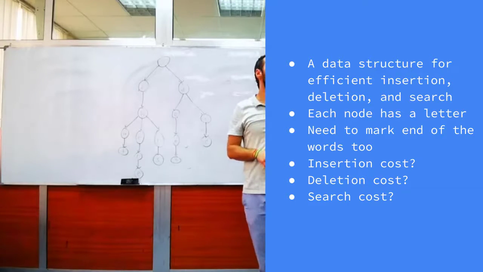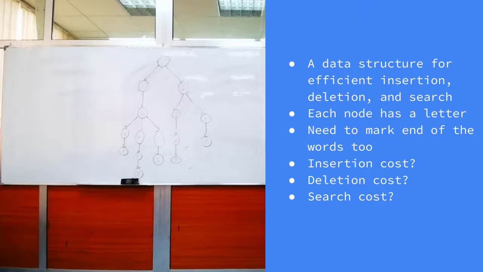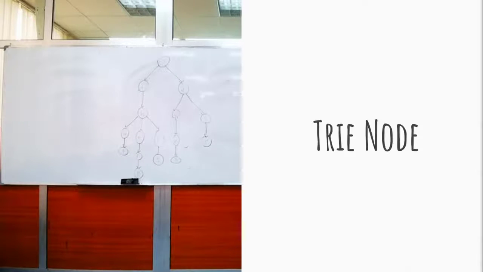As we discussed, when L is the average length of the word, all insertion, deletion, and search cost for trie is going to be O(L). And it actually beats the very efficient data structures that we have seen so far for this specific purpose. So now let's see how the implementation is going to look.